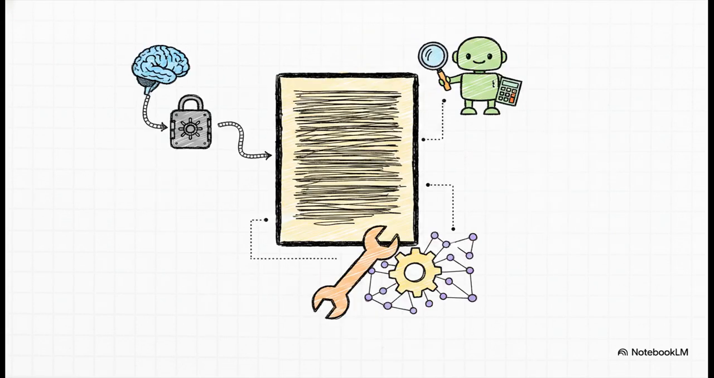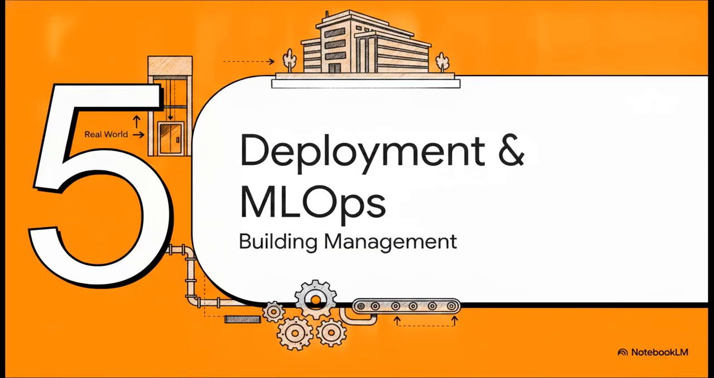Because unlocking true enterprise value isn't just about chatting with a basic model. No way. It comes from grounding these models in your own private data using Retrieval Augmented Generation, or RAG. It comes from deploying autonomous agents that can intelligently route tasks, use calculators, or even search the web. And it comes from fine-tuning open-source models using efficient mechanics like LoRA to make them hyper-specialized for your exact business needs. Which brings us to our final phase, enterprise deployment and MLOps, the building management system.